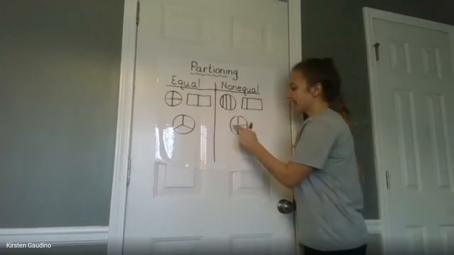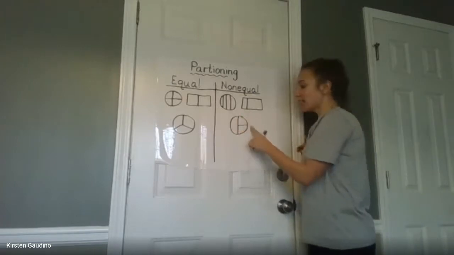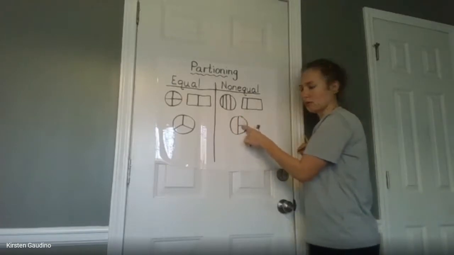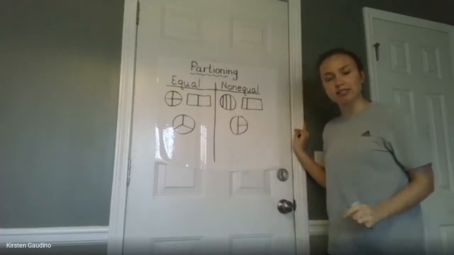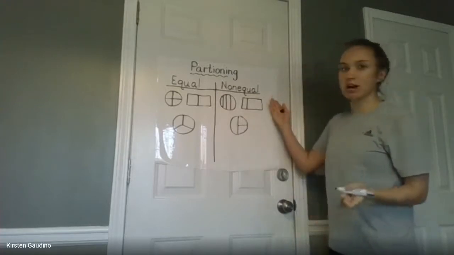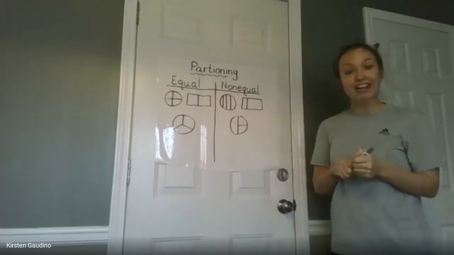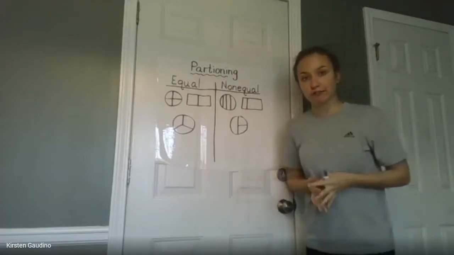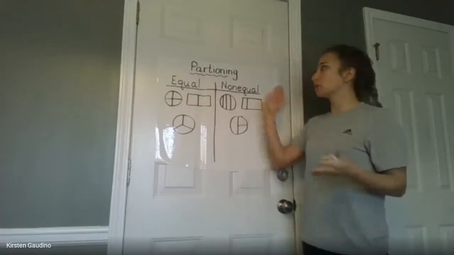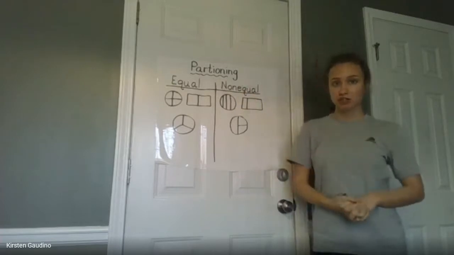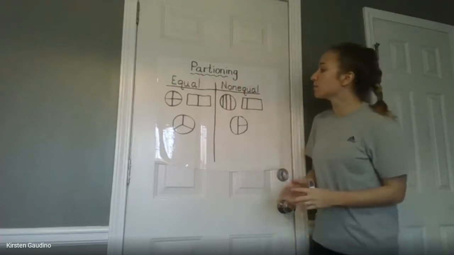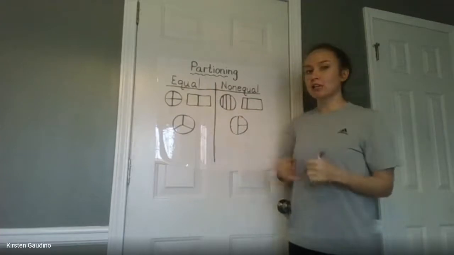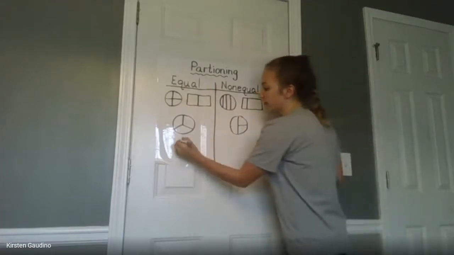Well, not really, because this is a huge slice. And even though these 2 slices are equal, they're not equal to that slice. Therefore, that is partitioned non-equally. All right, guys, I hope that you learned the difference today. I hope, first of all, you learned what it means to partition a 2-dimensional shape. I also hope you learned when you divide something equally, everything is fair.